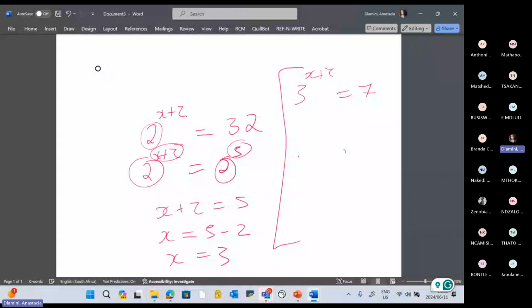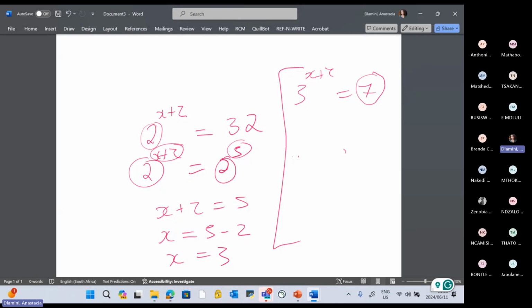So why is that so? The reason is that if you look at this number here, there's no number, there's no way you can raise 3 to the power of something to get 7. Does it make sense? No, ma'am.